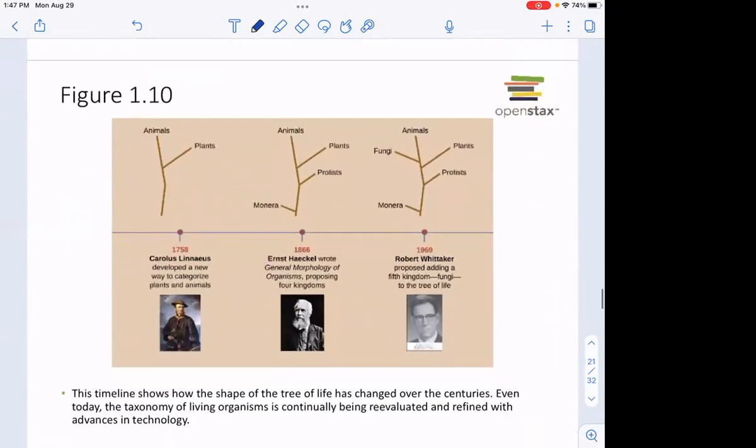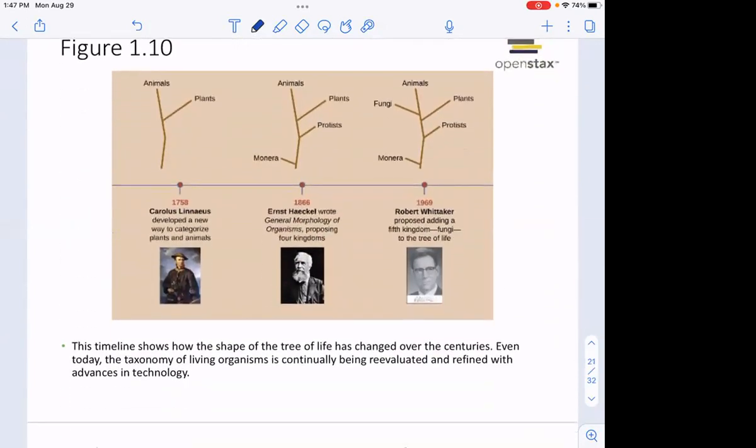And then there's a nice little sum up diagram in the textbook that has one other revision, and that's in 1969. They give the nod to Robert Whittaker. He added another kingdom, the fungi. So up until that time, they considered plants and fungi the same thing.